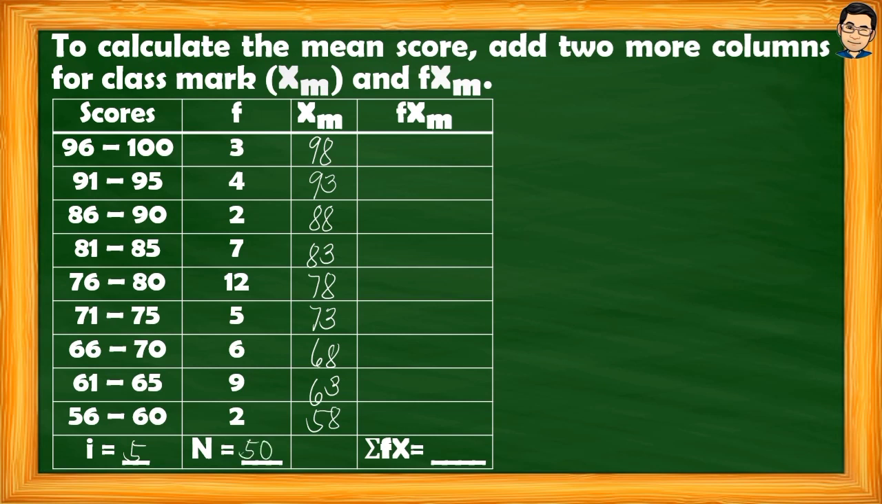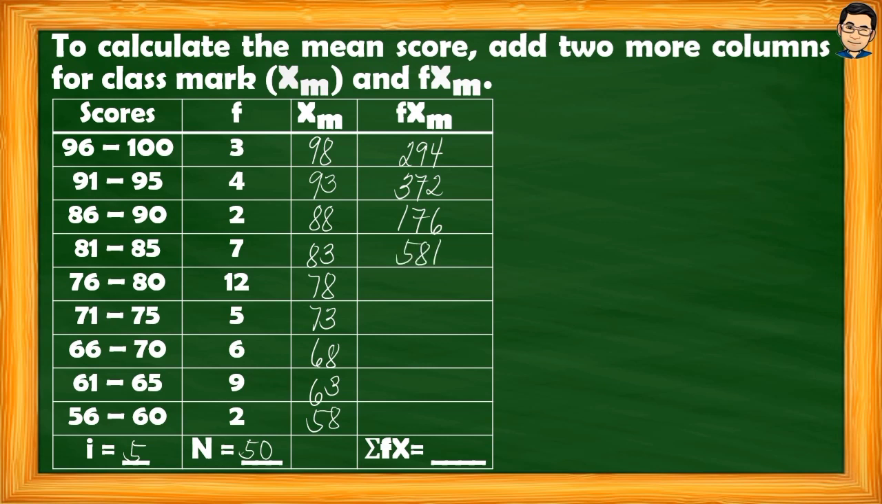So, 50 students po, kaya kailangan yung total natin is also 50. Next, yung fourth column natin, so i-multiply lang po natin yung frequency tsaka yung nakuha nating mga class mark. So, 3 times 98, that is 294. 4 times 93, we have 372. 2 by 88, we have 176. 7 by 83, we have 581.